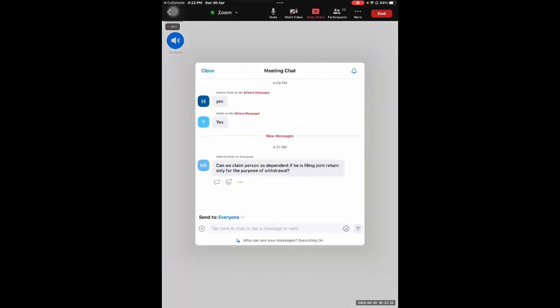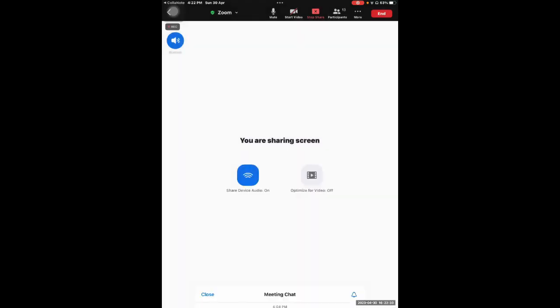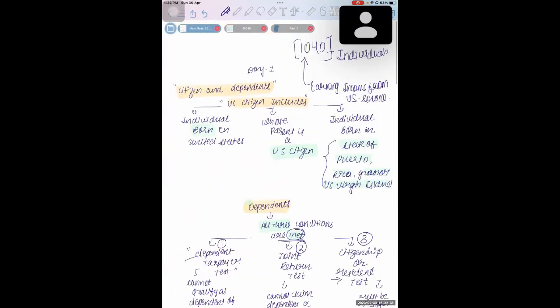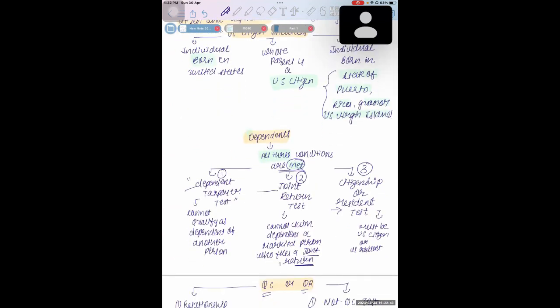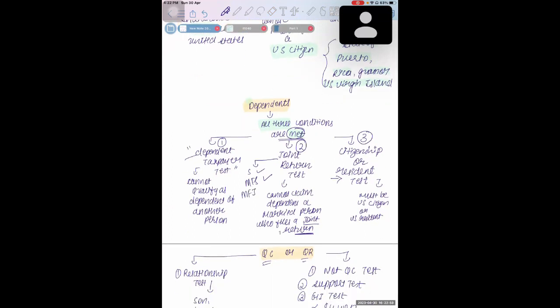Okay, I have received Hitat's question. Can we claim a person as a dependent if he is filing a joint return only for the purpose of withdrawal? Yes. Here in the joint return test, if the person is filing single, then it's fine. If the person is filing HOH, or MFS, then also we can take him as a dependent on our tax return. But if a person is filing MFJ, then we cannot take him as a dependent.